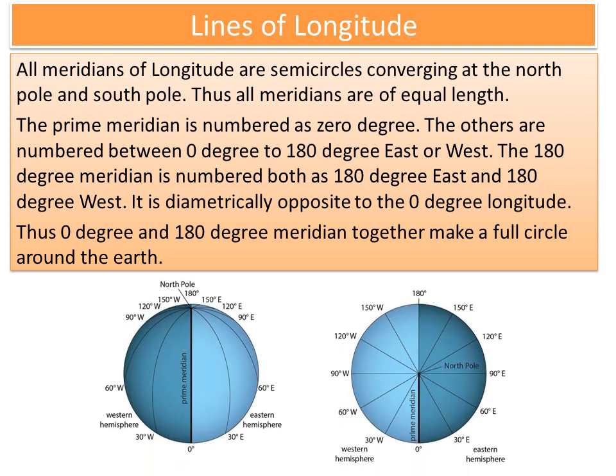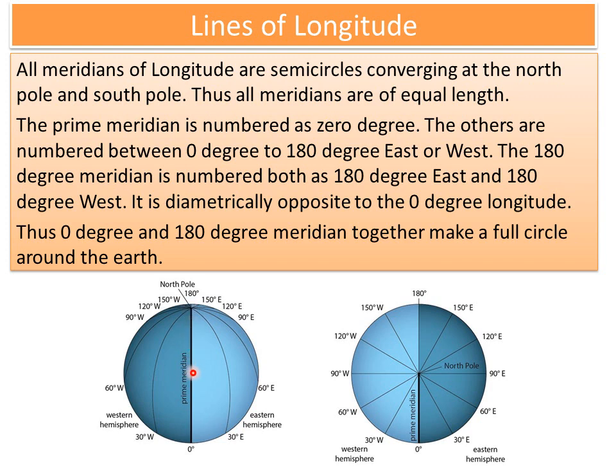All meridians of longitude are semicircles converging at the North Pole and the South Pole. Thus, all meridians are of equal length. As you can see in this diagram, all meridians are converging at the poles. The North Pole is visible here, but the South Pole is not, but you can make out that all meridians are converging at the North Pole. So all meridians are semicircles running from the North Pole to the South Pole. That means that all meridians are of equal length.